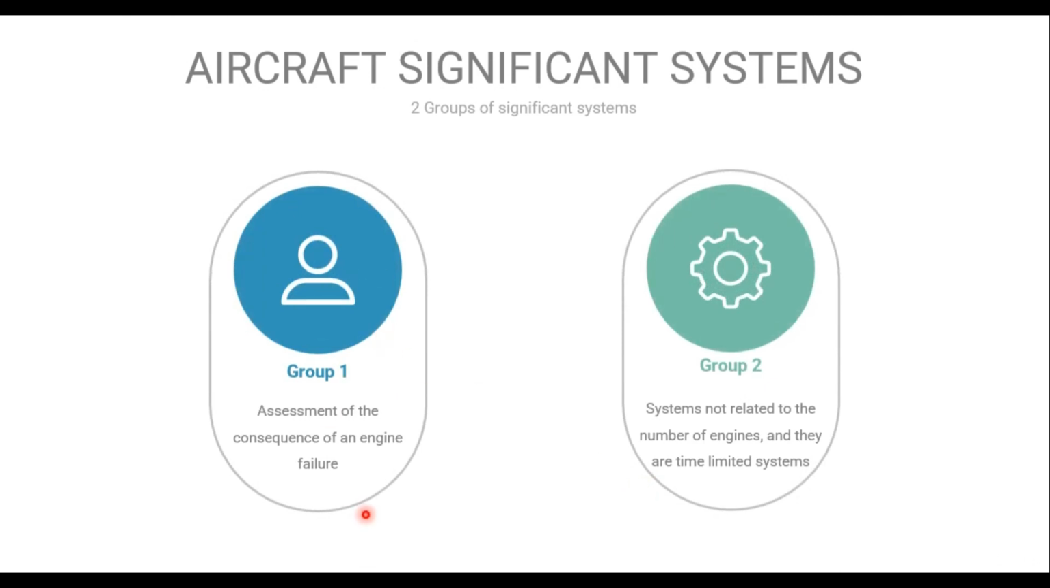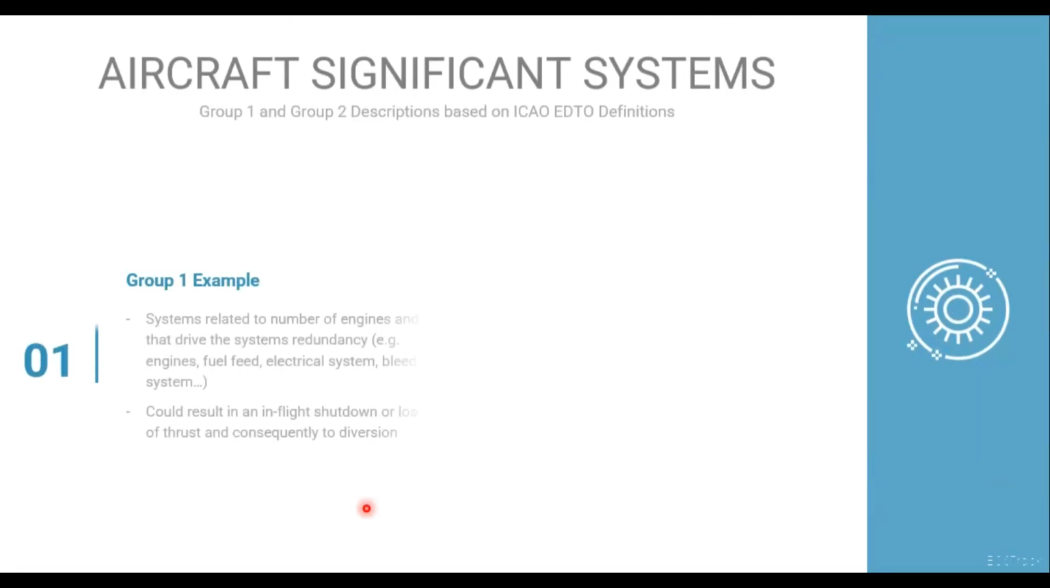They are the systems of the aircraft related to the engine failure. By ICAO regulation, by the annexes, by the ICAO documents, we call them group number one significant systems. And these are the ones that are affected by the engine failure. We have another group of the aircraft systems related to time. Let me just give you some examples about that.